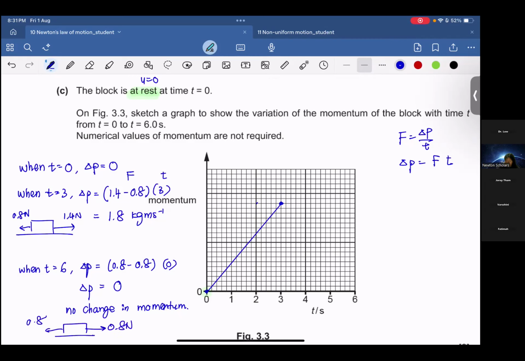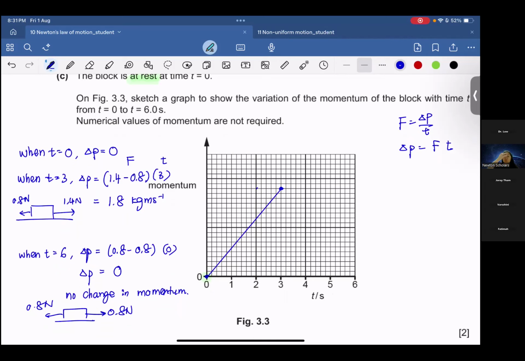So if you do substitution, you will find that the change of momentum is 0. What does it mean? There is no change of momentum. It will maintain the momentum. Okay, the object is still moving with constant velocity, so your momentum won't be 0. It's just that the change of momentum is 0.